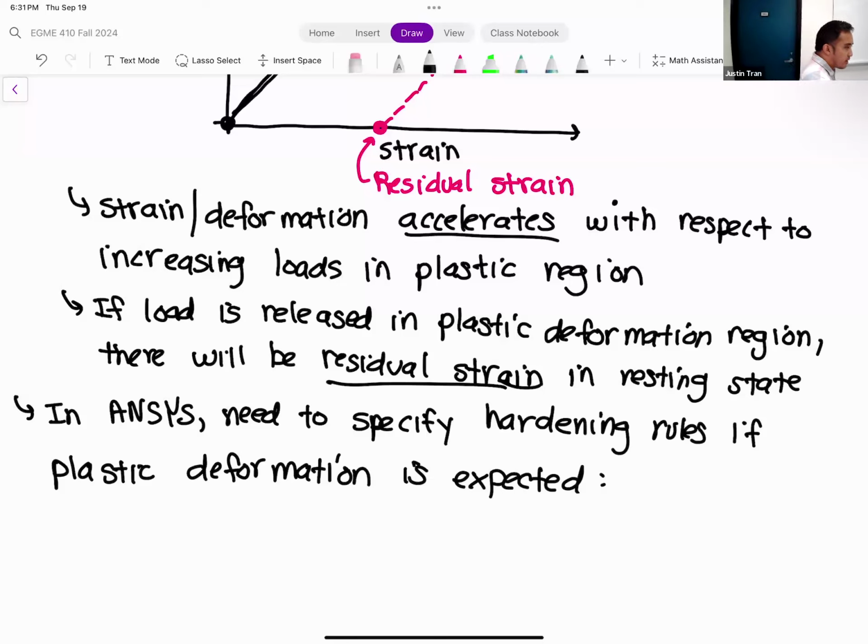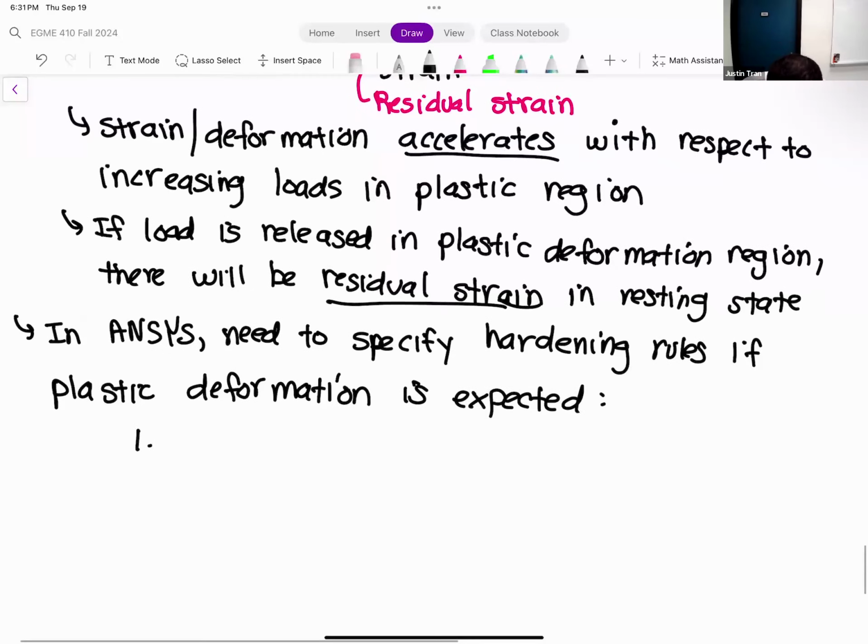And so if you expect that the loads in your simulation are going to be relatively high, your deformation is going to be relatively high, then you need to specify some parameters with regards to the plastic deformation. Okay, one of them are the hardening rules. Okay, so there are two options mostly for this. So the first is known as kinematic hardening.